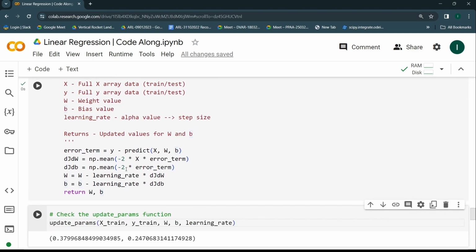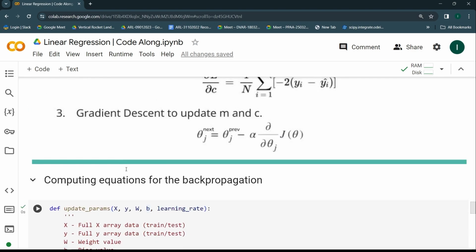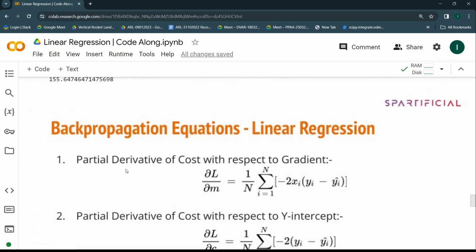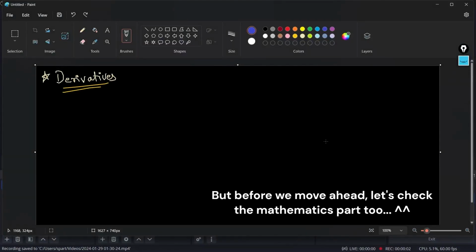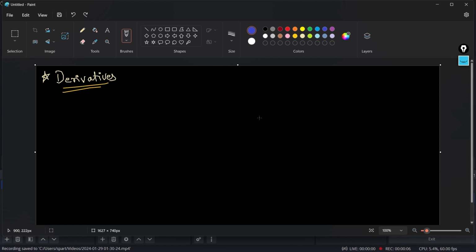And the next thing will be to go ahead and club this forward propagation and the backward propagation into the training loop. So now that we have done the coding part for the updation of the parameters, let's understand how did we get those equations of the partial derivative of cost with respect to your weight as well as with respect to your bias.